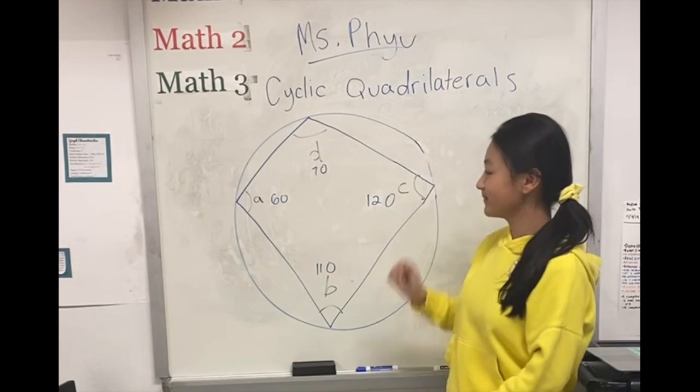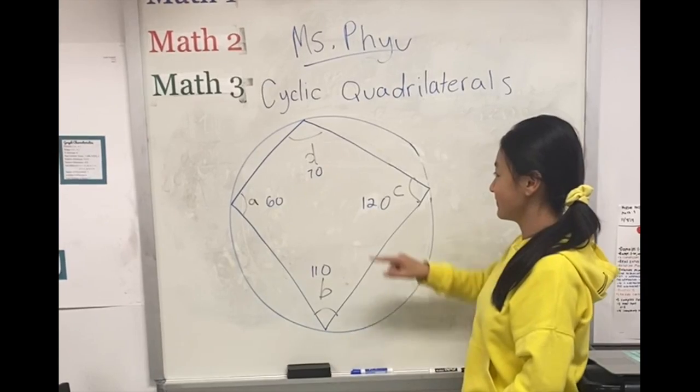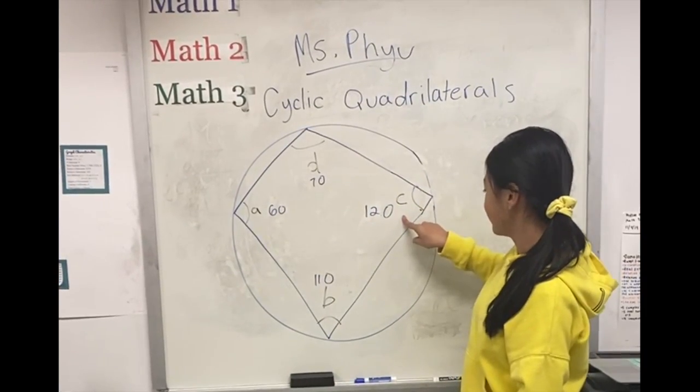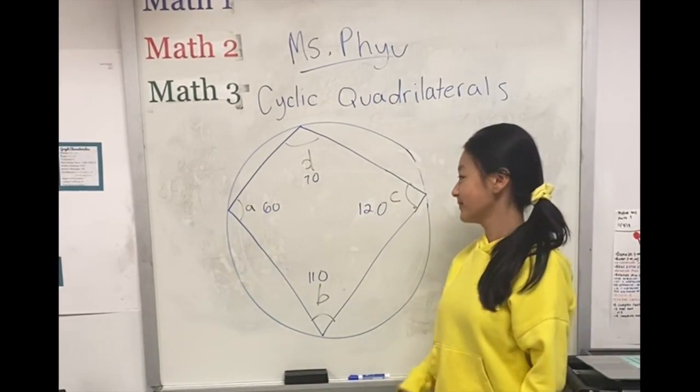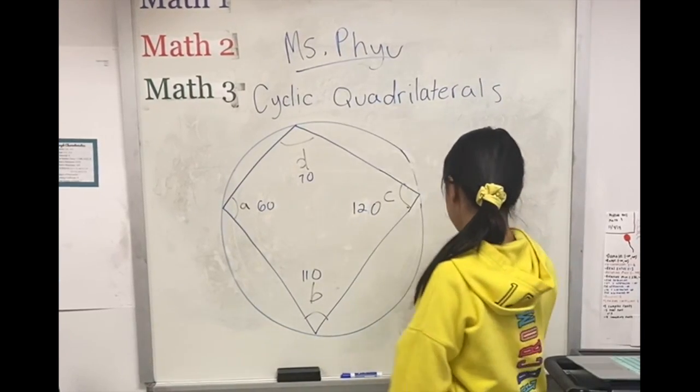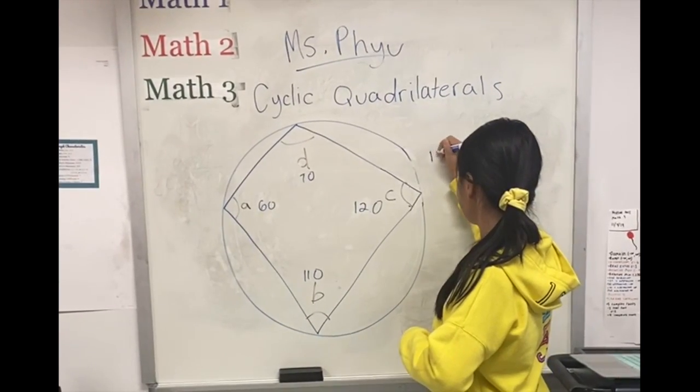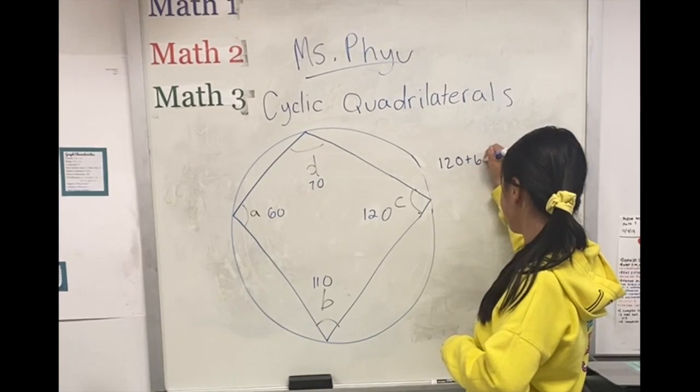The first property states that opposite angles are supplementary. Therefore, angle A plus angle C would have to equal 180, and angle B plus angle D would have to equal 180. Therefore, if angle A equals 60, then angle C would have to equal 120, because 60 plus 120 would equal 180, which follows the property.